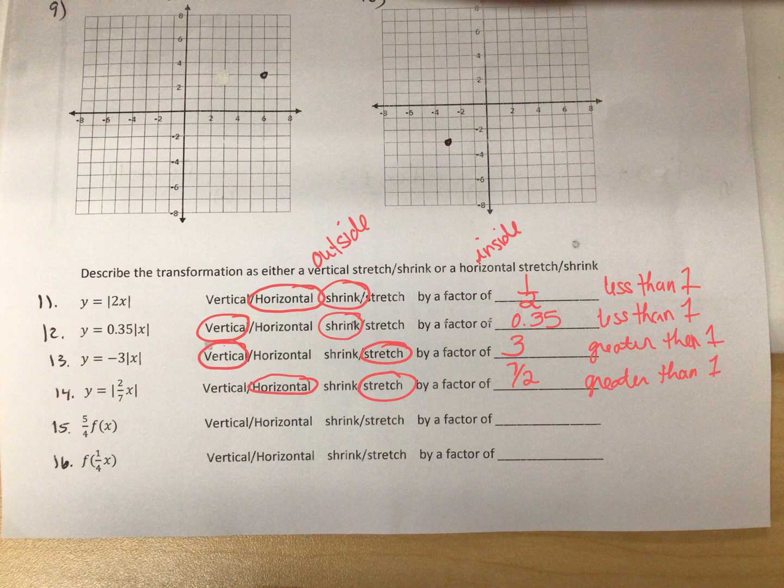Next, 5/4 times f of x. Vertical because it's outside. What's the factor? 5/4. That makes it a shrink or stretch? A stretch because it's greater than 1. And then lastly, f of 1/4 x. Horizontal. Factor of 4, or 4 over 1, which makes it a stretch.